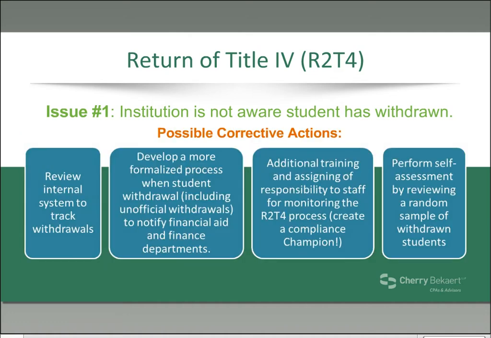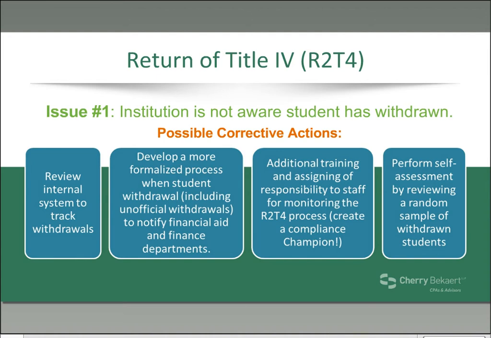All right, excellent. I think that's a great one, and we'll go into some possible corrective actions that an entity can undertake to deal with that issue that you're not aware. Yeah, absolutely. We often see lack of communication being the key thing. So looking at your controls around your systems to track withdrawals and to communicate those to the people that need to know about them is very important. A lot of times we see very ad hoc or manual processes around this, not a lot of formalized controls that lead to good communication across departments. So developing a more formalized process of what happens when a student does withdraw is very important, including unofficial withdrawals.